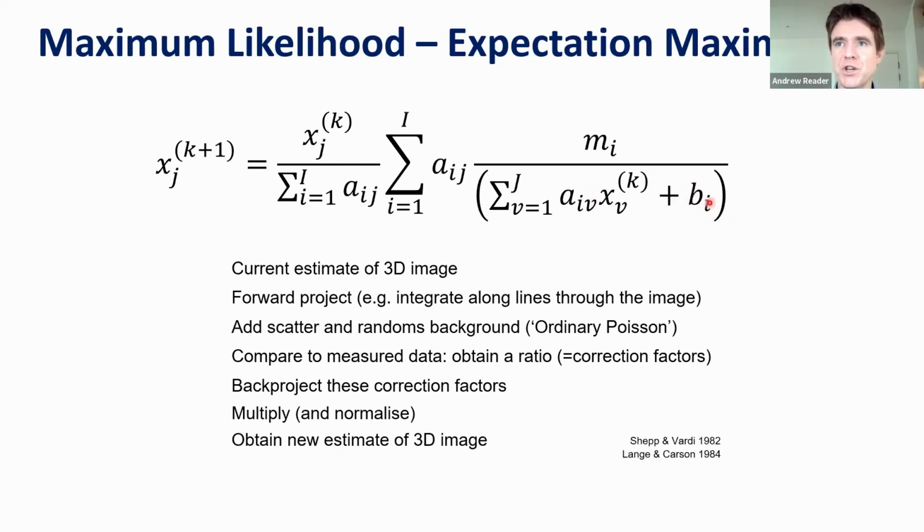And in fact, it's worth saying here that adding on a scatter and randoms background can really rescue you from some awkward moments here if your forward model is delivering zeros. It's very convenient to have a non-zero scatter and randoms background.